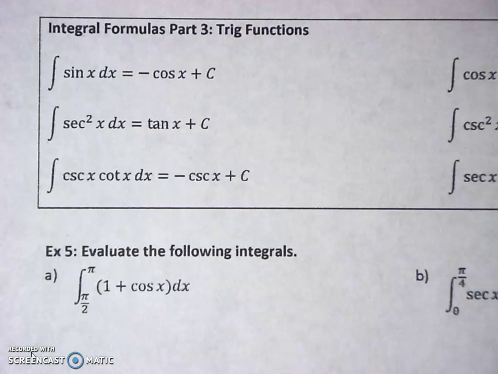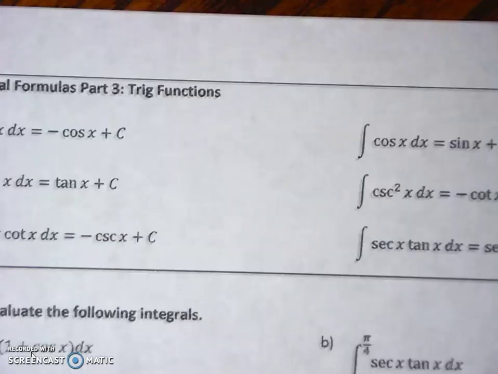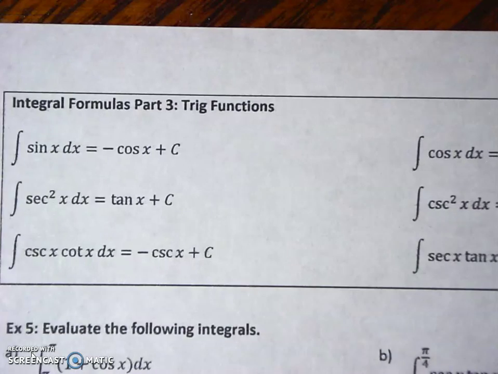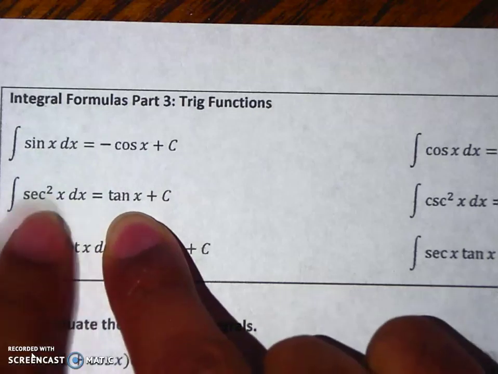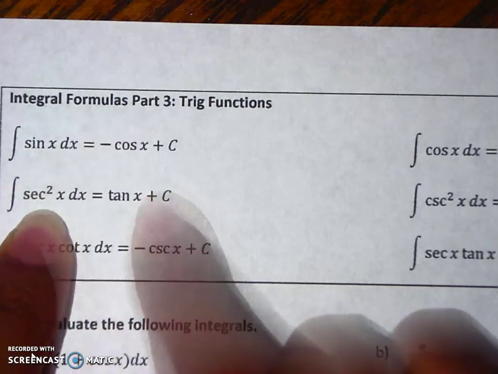First off, before we even do that, let's go through the rules that we have here for integrals of trig functions. These are considered indefinite because, again, we have the plus c on the back of it. So the integral of sine is negative cosine plus c. Secant squared: if you take the derivative of tangent, that gives you secant squared. So we still have secant squared, and we go back to tangent.